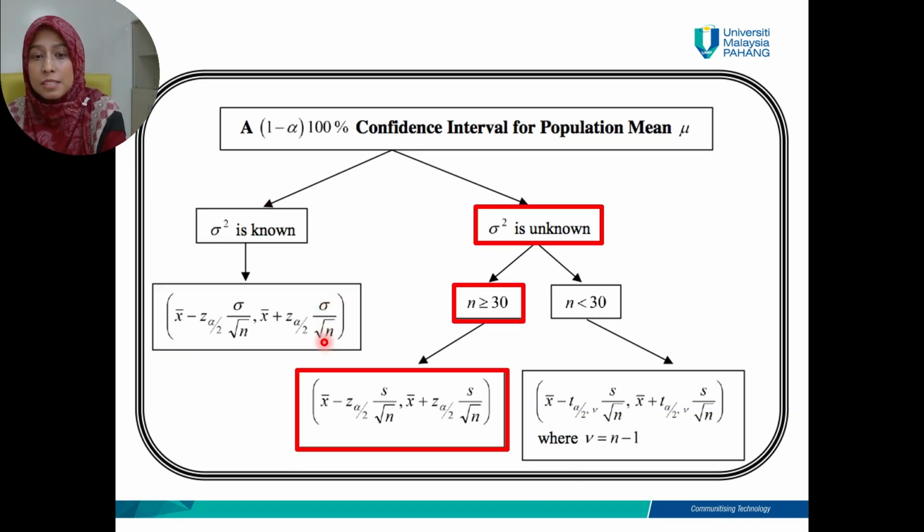Next, if sigma squared is unknown in the question, then you have two possible formulas.